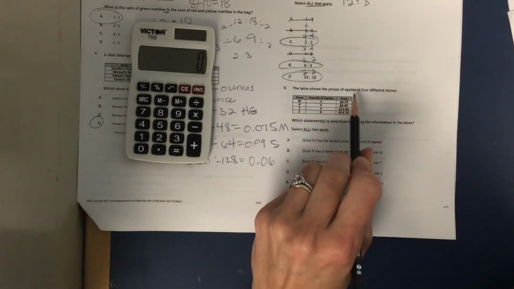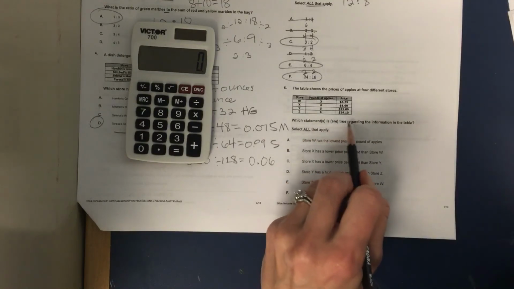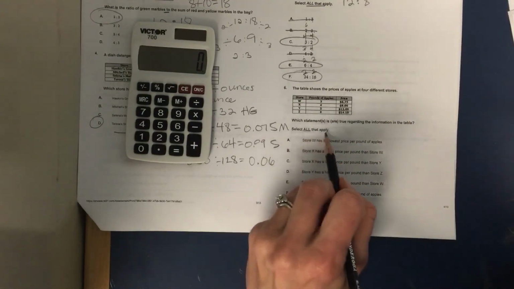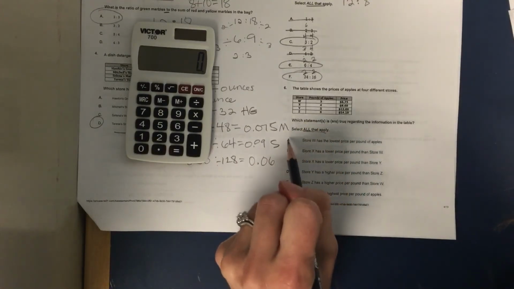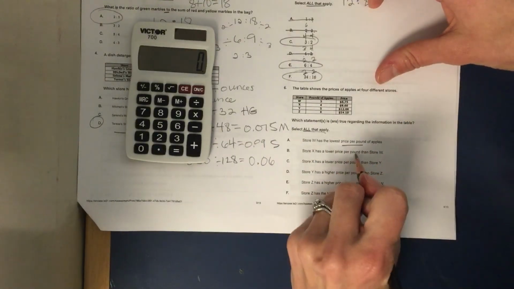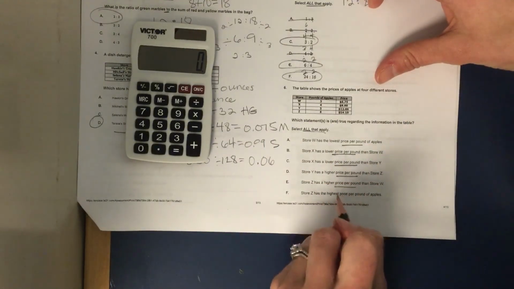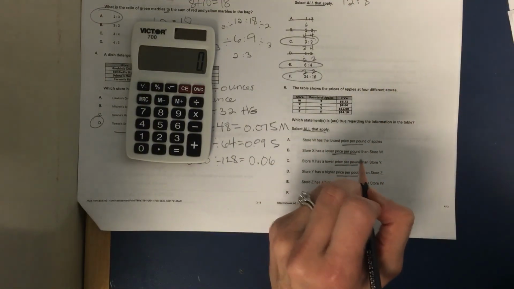The table shows the price of apples at 4 different stores. Which statement is or are true regarding the information in the table? Select all that apply. So, if we look at our answer choices, every one of them has price per pound. So that tells me I need to go find the price per pound like we did on number 4.